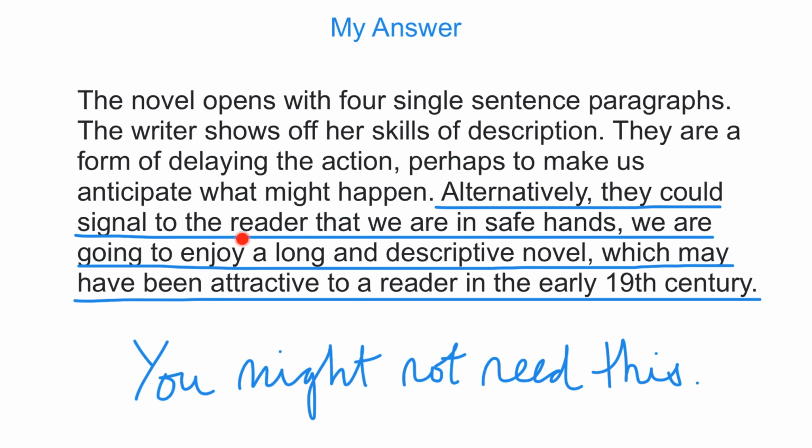Alternatively, they could signal to the reader that we are in safe hands. We are going to enjoy a long and descriptive novel which may have been attractive to a reader in the early, that should say, 20th century, because it's written in 1936, isn't it? And I explained why such a long novel would be attractive in my previous video on question 2. And just to emphasise, you might not need the bit that I've underlined in blue. You might not even draw these conclusions from the fact that it was written in 1936, and you wouldn't have to put that detail in to get the full marks, but I can, so I did.